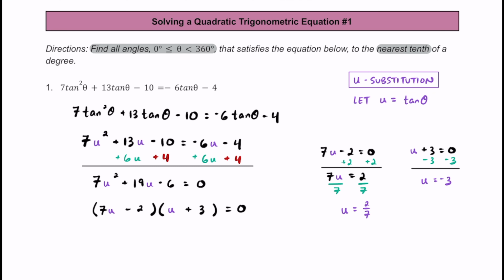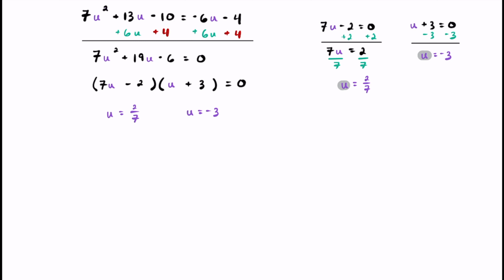Now remember, since we said u was representing tangent of theta, we know these u's in these locations can be represented by tangent of theta, so let's swap those back out. Going back over here, we know that u is going to be equal to 2/7, and u is also equal to negative 3. And so making that substitution, we can say that tangent of theta, which is what we originally wanted to know, is going to be equal to 2/7, but then tangent of theta can also be equal to negative 3.